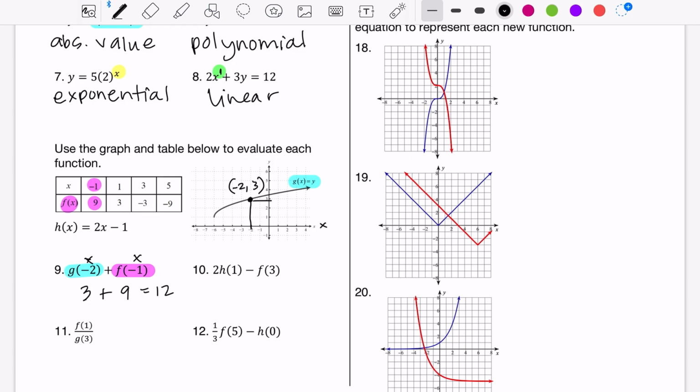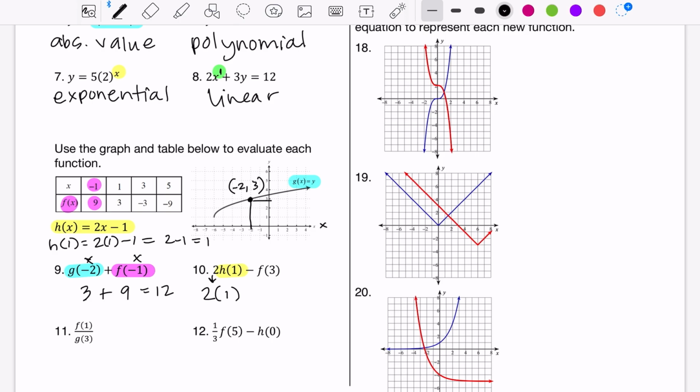The next one is number 10, and it says h of 1. So let's be clear, though, it actually says 2. We're not going to change anything about that, so we're just going to bring it down. And then it says h of 1. So here's the h function. So what we're going to do is do h of 1, which equals 2 times 1 minus 1, which is 2 minus 1, which equals 1.